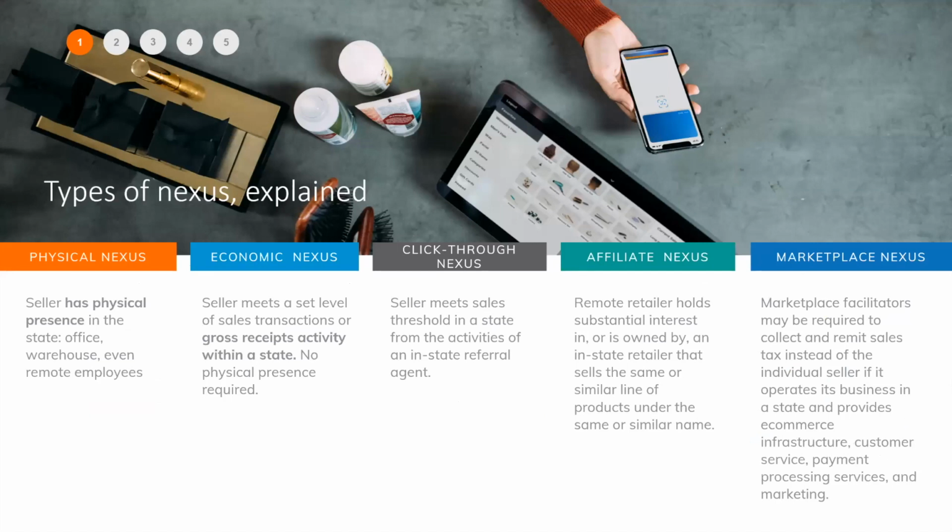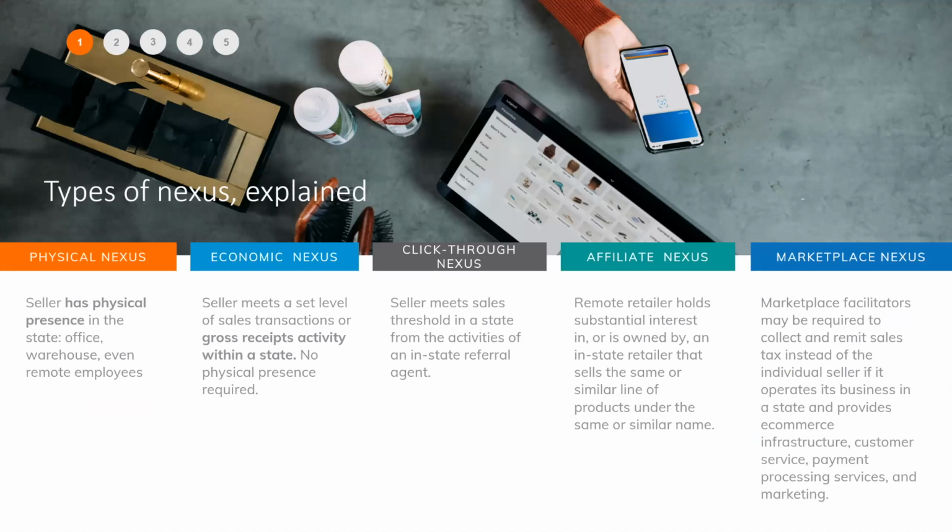Next slide, I wanted to take a look at the various forms of nexus. We talked about the physical nexus. That's just having that physical footprint, like whether it's a warehouse, whether it's inventory or sales reps. We also hit the economic nexus. So that's just selling thresholds, transactions that are going into states outside of your home states.